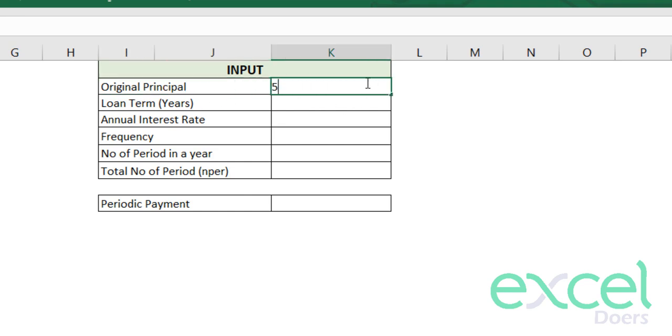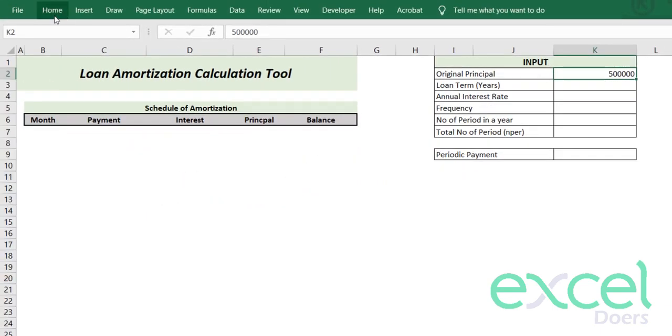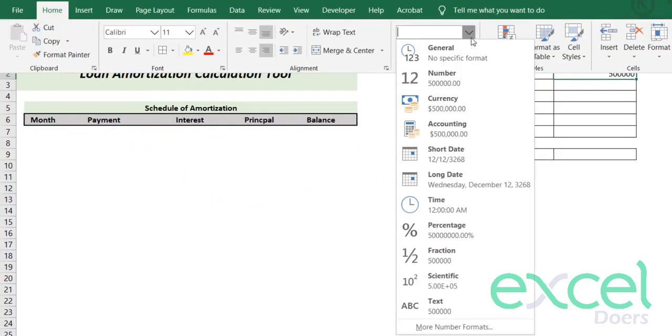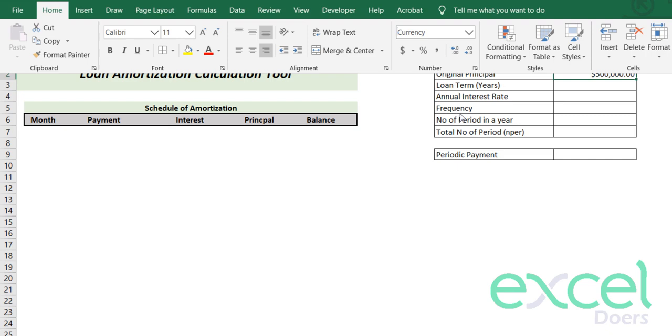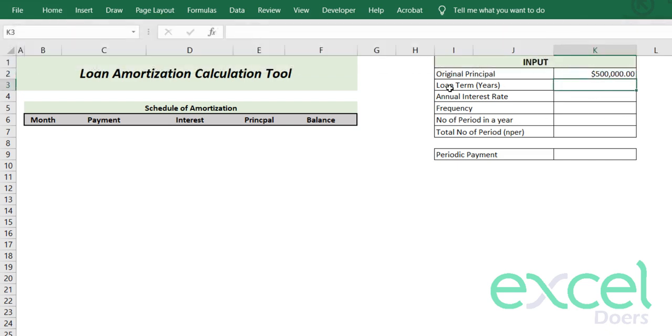Let's assume in my case I am taking 500,000 as my original principal which I want to acquire from the bank. In order to make it currency, you can go on the Home tab and click on currency here, right? So it has become currency.